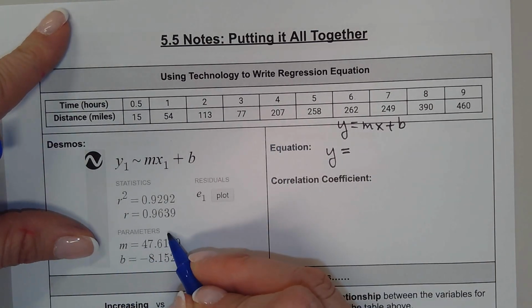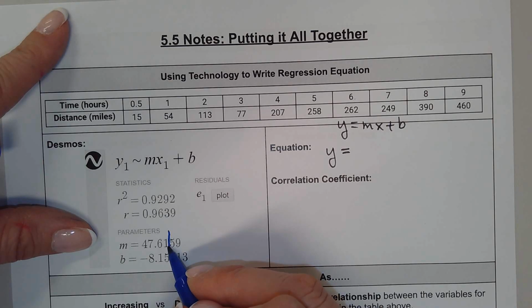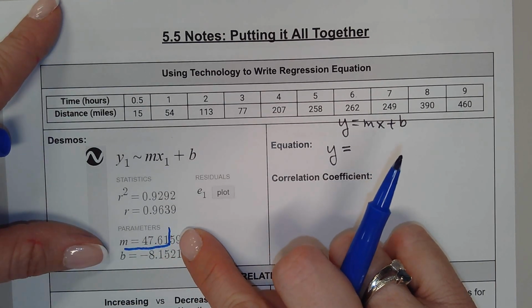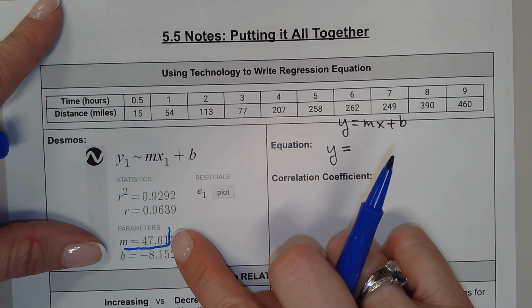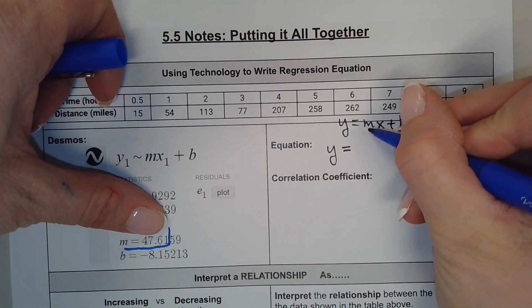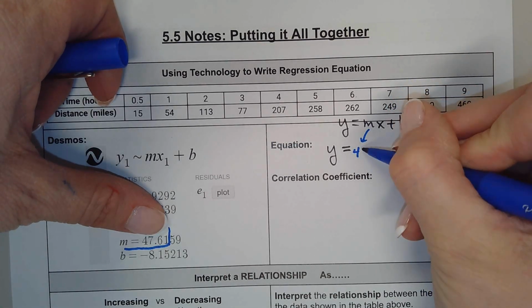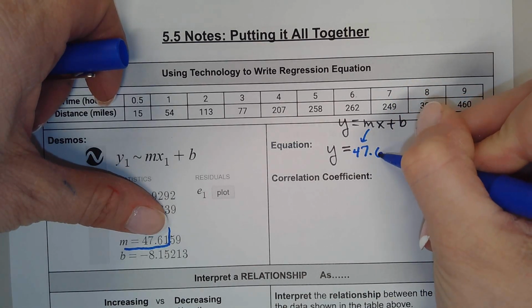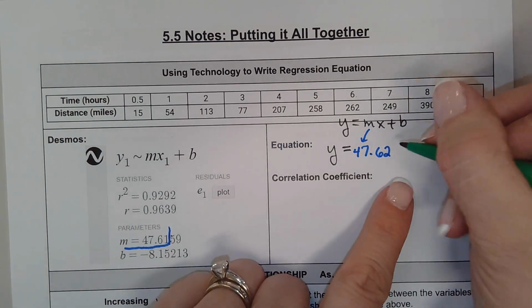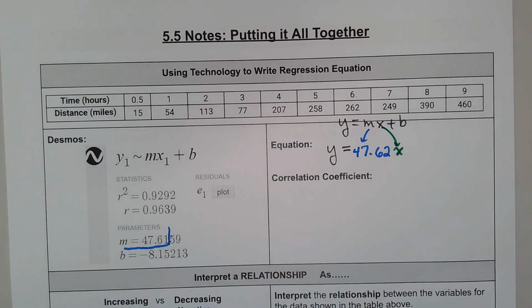The m number right here, we're only going to use 2 decimals. And after the 1 is a 5, which is a big number. So we are going to bump 1 up to 2. So the slope is 47.62. We always put the x after the slope.